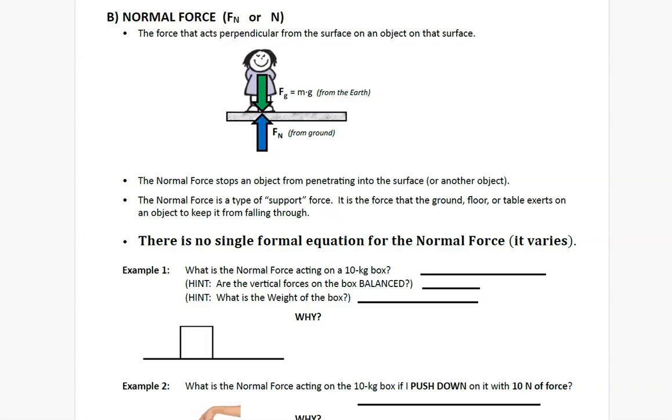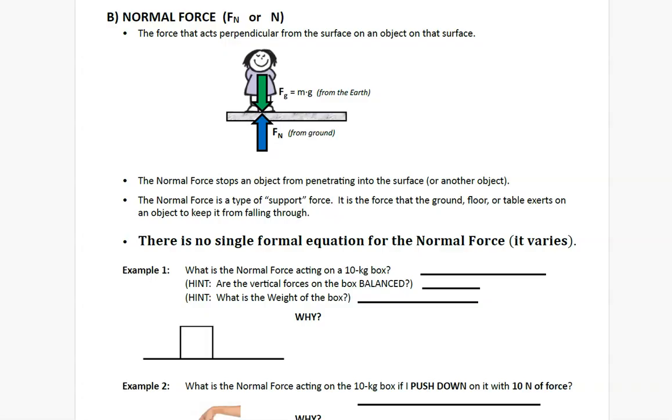It's the force of the earth pulling you straight down. That is your weight force, F sub g, and we can calculate that by taking your mass and multiplying it by g if you're on the earth. Okay, and that force is a force by the earth on you. We only care about what's on you right now.